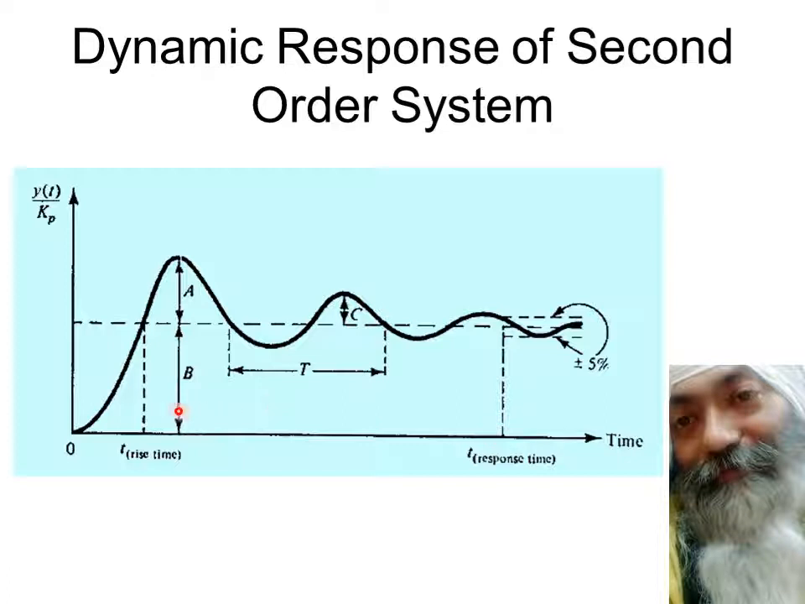The third thing we notice is that this is the normal steady state value. Then we call this as B, and this is the point it goes to the maximum and then comes down. This is called A. So this A upon B, this ratio of A upon B, this is called overshoot. It can be 25%, 30%, 40%, whatsoever. A upon B, this is called overshoot.